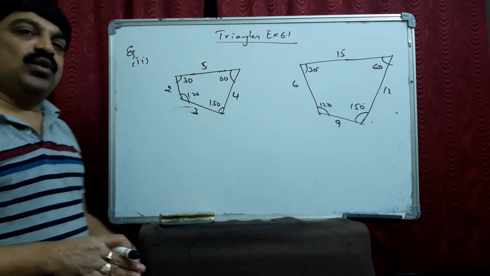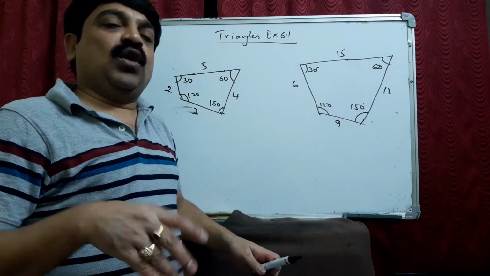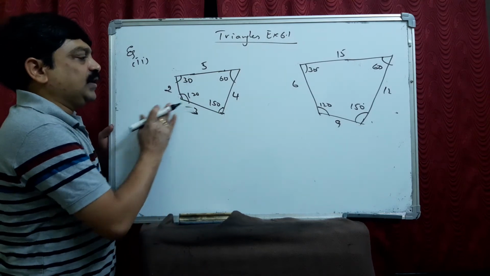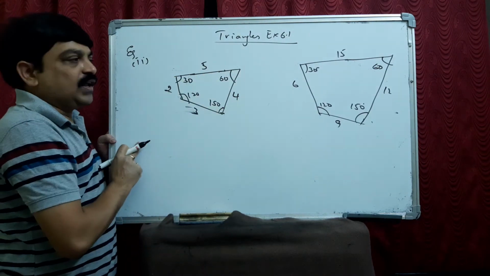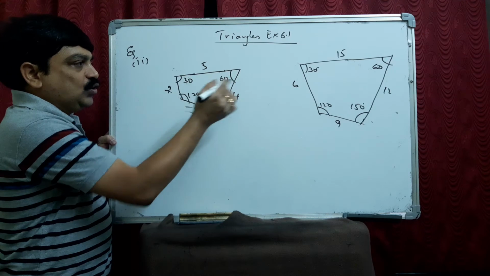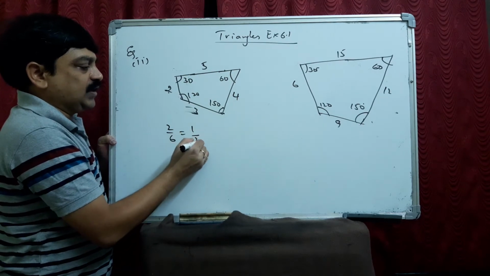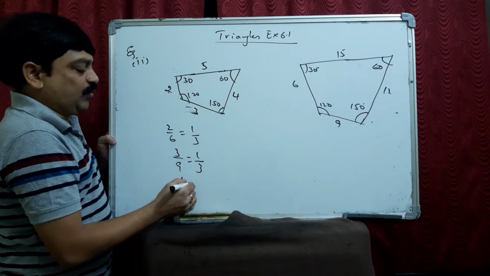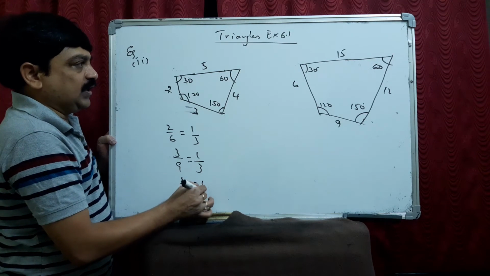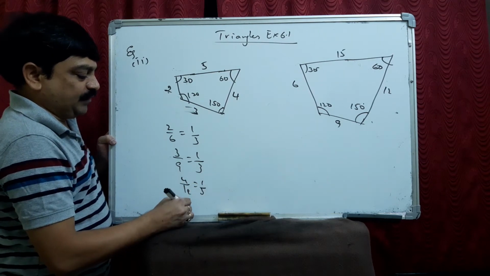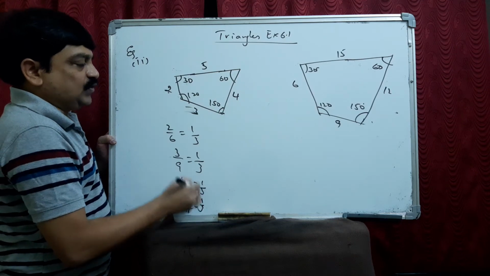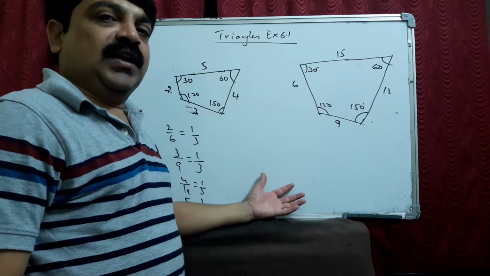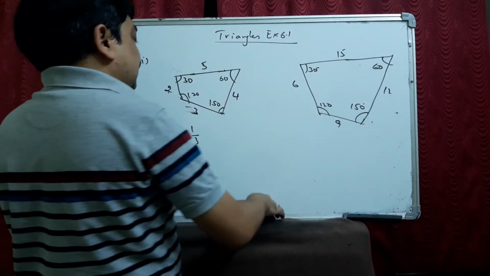Similarity happens not only in triangles. It happens in all polygons. Polygons means closed figures. See what is happening here. Corresponding angles are the same, and for corresponding sides, 2 by 6 is 1 by 3, 3 by 9 is also 1 by 3, 4 by 12 is also 1 by 3, and 5 by 15 is also 1 by 3. So you can take this pair as an example of similar figures.